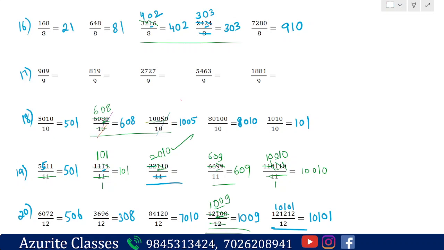Here first 1 was there, isn't it? So 1 is smaller. What did we do? We took 0 here. Next we took the next digit, it became 10. 10 is also smaller, so we give 0 here. Next if you take 8, 12 nines are 108. So 1009 will be the answer.